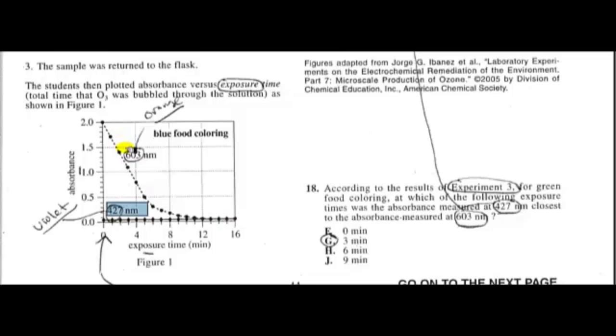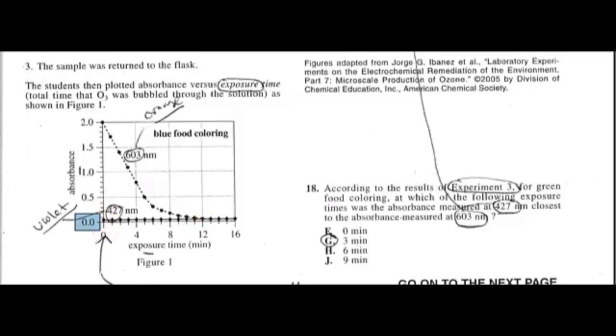And here is 603 nanometers right here, and that's this line here. So what happens at 0? At 0, we see that 427 is down here at an absorbance of 0. And at 2, the absorbance for 603 is 2. So the absorbance is indeed higher for 603 nanometers because it's 2 as opposed to 427 at 0. And remember, this is the 0 time frame here on the X, and the Y is also 0.